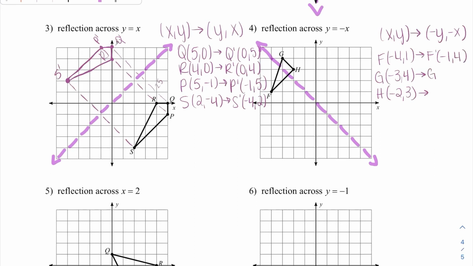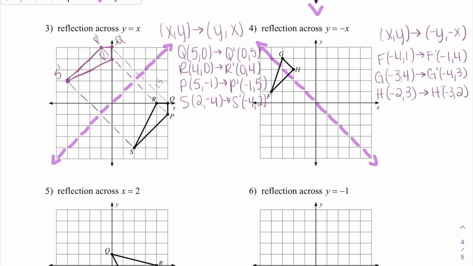Point G is the point -3, 4. So if we switch the signs, it'll be 3, -4. And then switch the order, it'll be -4, 3. Point H is -2, 3. If we switch the signs, it'll become 2, -3. And then switch the order, it'll become -3, 2.